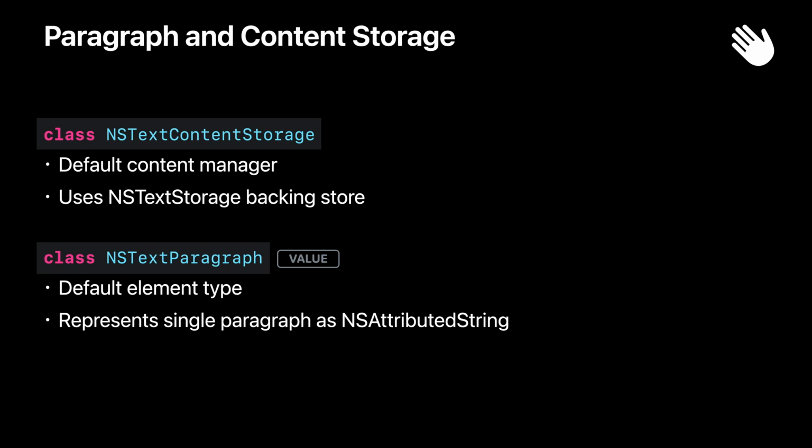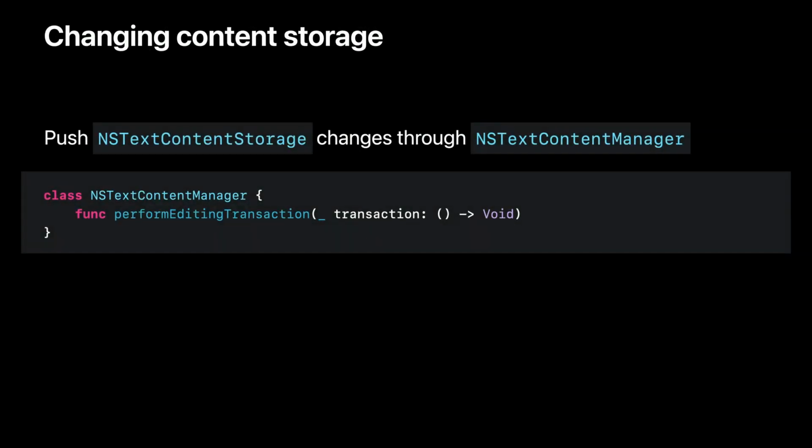NSTextContentStorage is a content manager that uses an NSTextStorage as the backing store. It knows how to divide the contents of the text storage into paragraph elements, which are instances of NSTextParagraph. NSTextContentStorage also knows how to generate updated paragraph elements when the text in the text storage changes. This brings me to an important point. When making changes to the underlying text storage, you should wrap your updates in this performEditingTransaction method. This ensures that the other parts of the TextKit 2 system are notified of your changes.